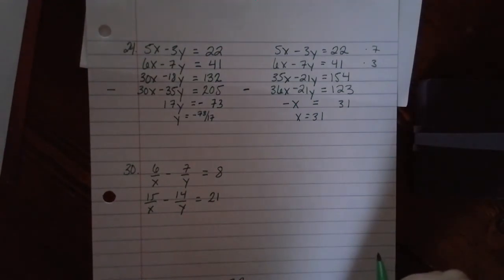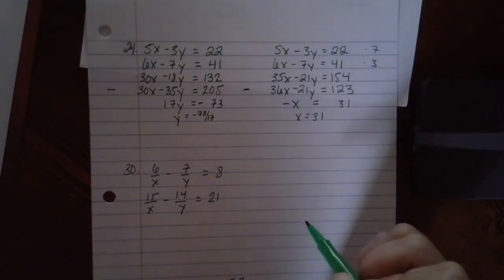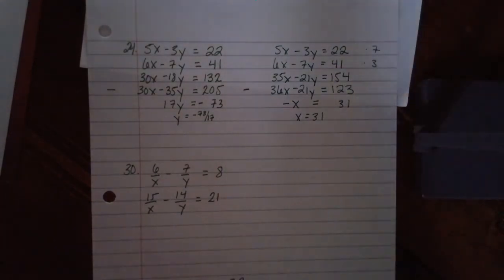I know that makes me so prideful. Here's why I think that. It has 31 17ths. And the answer to y was negative 73 17ths. So it makes it odd.